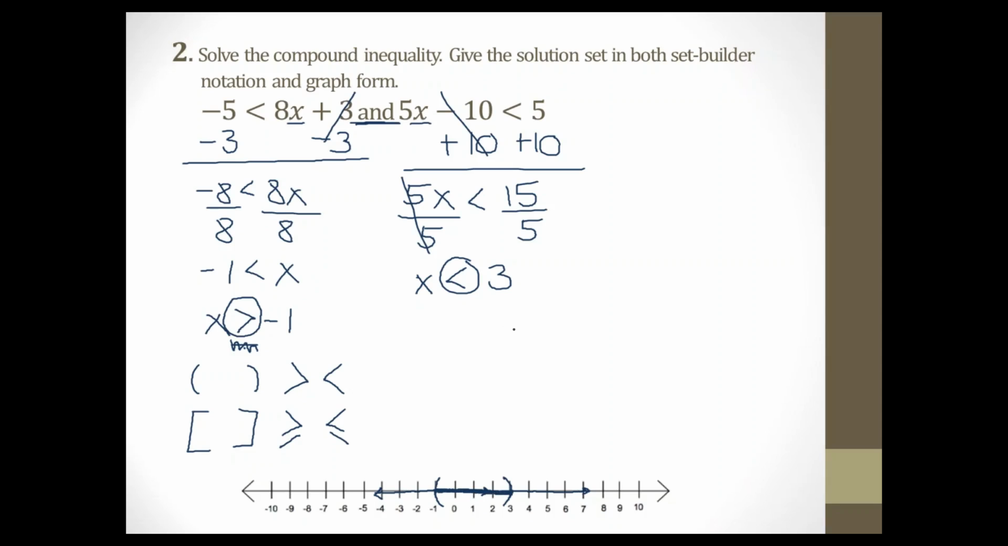So writing this in set builder notation, we need our curly braces and then x such that, and now you see how x is in the middle, so it started at -1 and x is greater than -1, and then x is also less than 3. So this would be our solution in set builder notation, and this would be our graph.